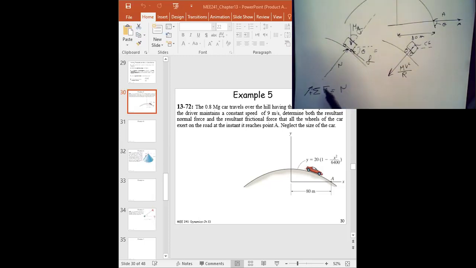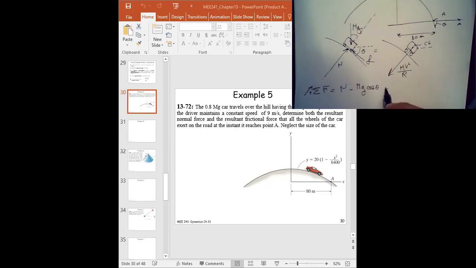We need to find n, so we're summing the forces along n. We're going to end up with n. The mg we have to get the component of mg along n. So it will be n minus mg times what? Cosine theta. This theta is equal to this theta, because this guy makes 90 degrees. These two lines are perpendicular, so here theta then here theta. So n minus mg cosine theta.